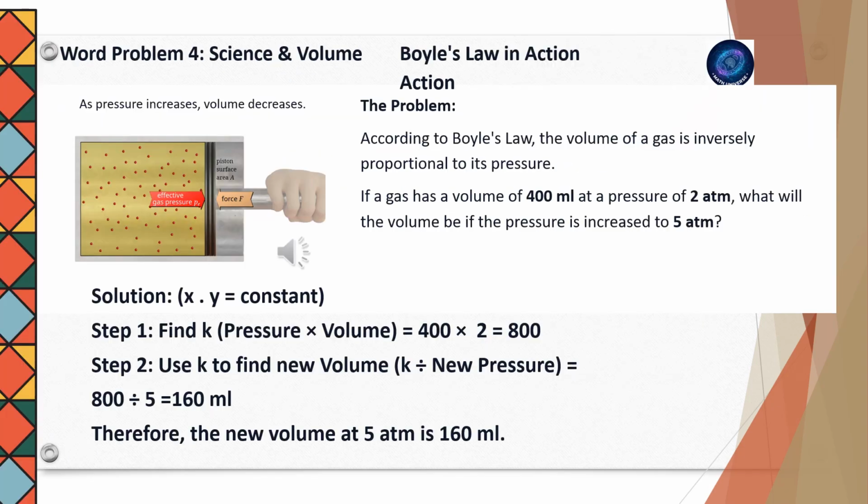Boyle's law, pressure and volume. According to Boyle's law, the volume of a gas decreases as pressure increases. Using the constant, we calculate that a pressure of 5 atmospheres reduces the volume from 400 milliliters to 160 milliliters.